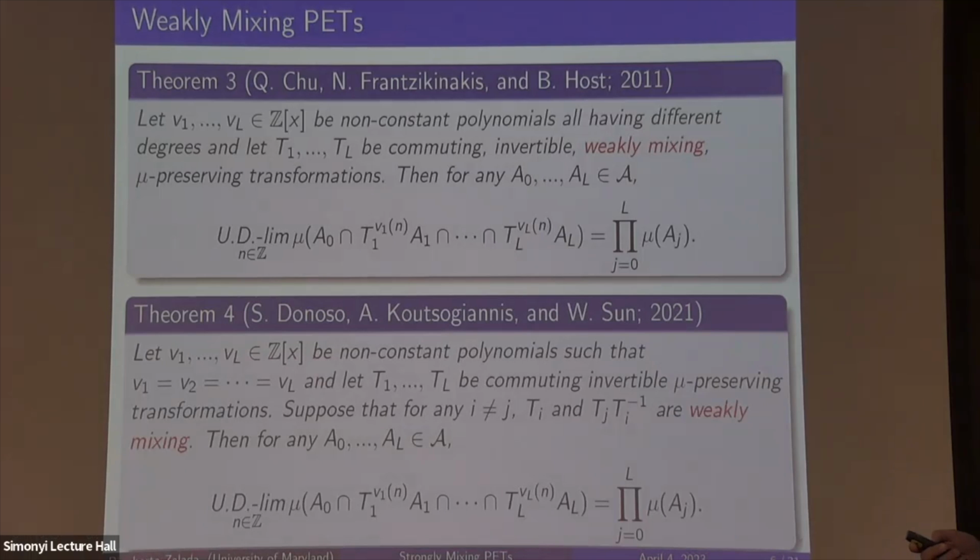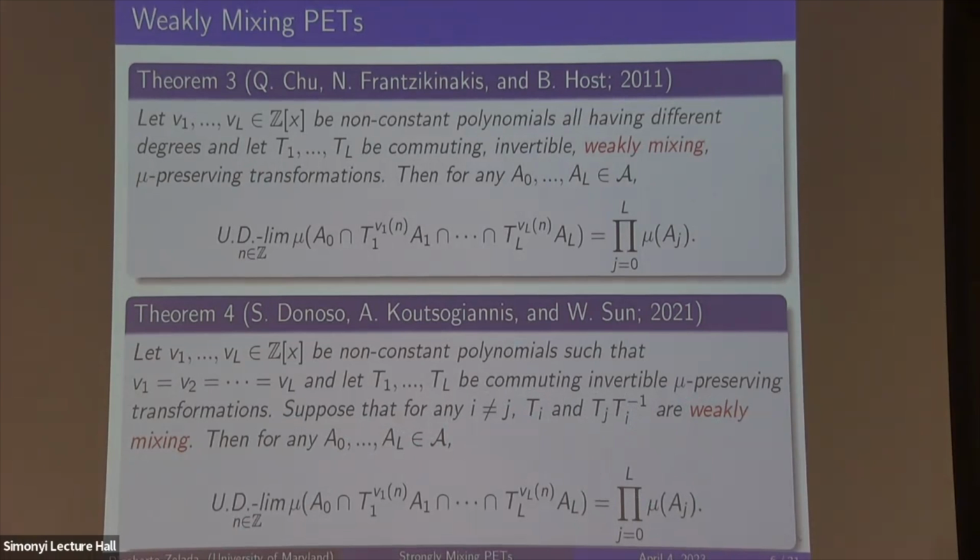Now, the other extreme case is a more recent result by Donoso, Koutsogiannis, and Sun from 2021. And what it says is that if we have L polynomials, but all of them happen to be the same, and our transformations now satisfy the condition that each of them is weakly mixing, and every pairwise difference is weakly mixing, then for any A0 through AL in A, this expression here also goes to independence.